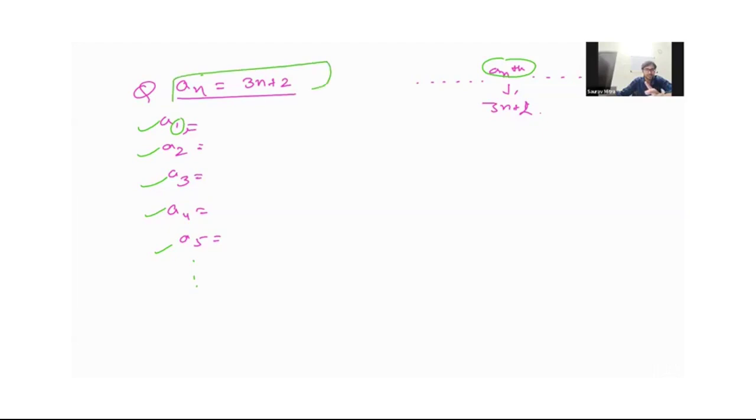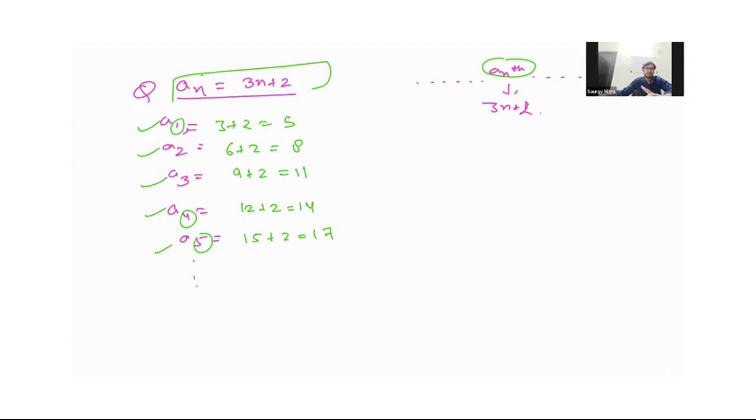Just put the value n equal to 1 here. So a1 means 3 plus 2, it is your 5. A2 means 3 into 2, 6, plus 2, 8. A3: now you have to find the third value. A3 is equal to 3 times 3 is 9, 9 plus 2, 11. A4, that is your fourth term, means 4 times 3 is 12, 12 plus 2, 14. And A5 means 3 into 5, 15 plus 2, that is your 17.